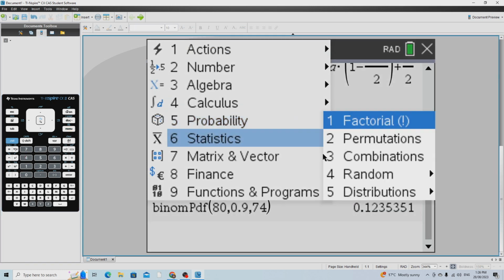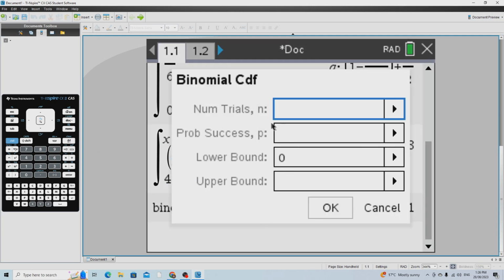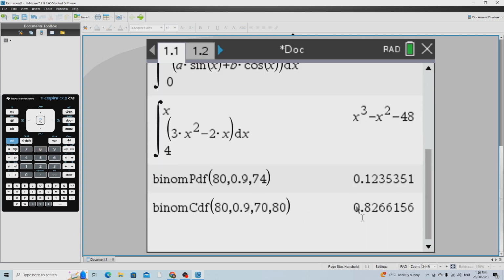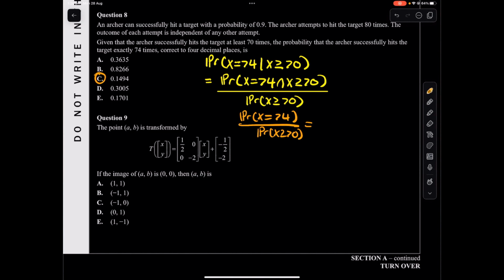Perfect. The next one we want to do is probability distribution, and we want to go to binomial CDF. The number of trials is still 80. Probability of success is 0.9. And your lower bound here is 70. Your upper bound is 80. And we get this. So what's this divided by this? We get 0.149. Which one does that look like? C is your answer for that one.